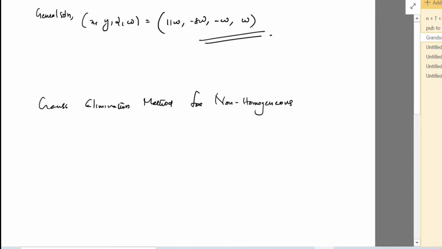Next is the case for non-homogeneous systems. So we have discussed the Gauss elimination method for homogeneous systems. Now we are going to discuss the Gauss elimination method for non-homogeneous systems of linear equations. A non-homogeneous system means a system of the form Ax equal to b, where b is not equal to 0. Such an equation is called a non-homogeneous system of linear equations.